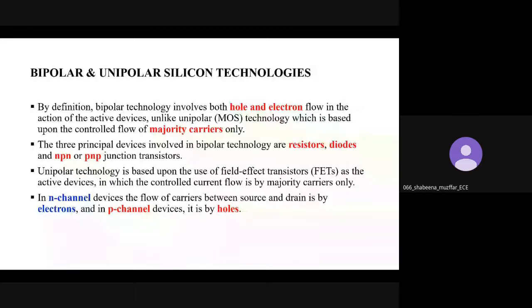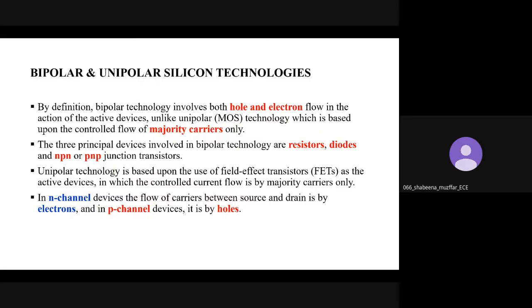Okay. And so unipolar technology is based upon the use of field effect transistors as the active devices in which the controlled current flow is by majority carrier only, unlike bipolar devices in which the flow of current is due to majority carriers as well as minority carriers. So there is a classification in these FETs or in these unipolar devices. We sometimes call them N-channel devices or P-channel devices.